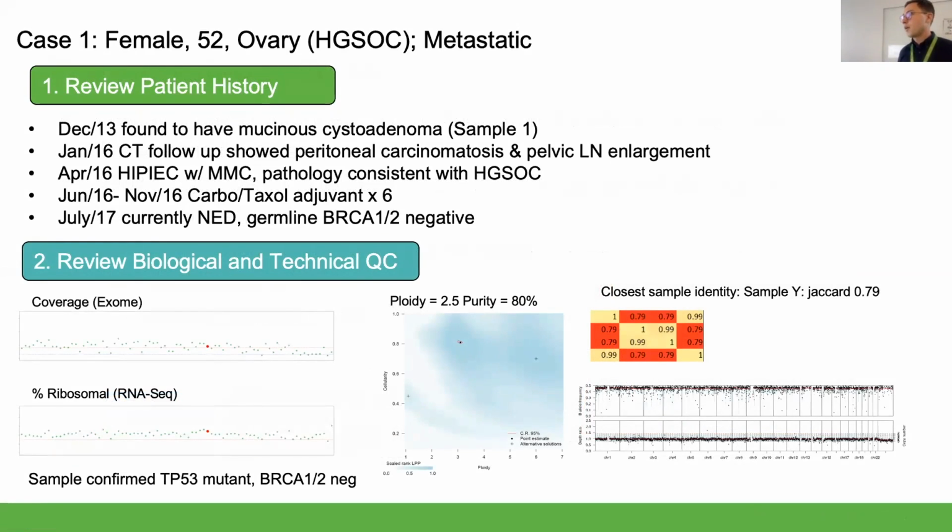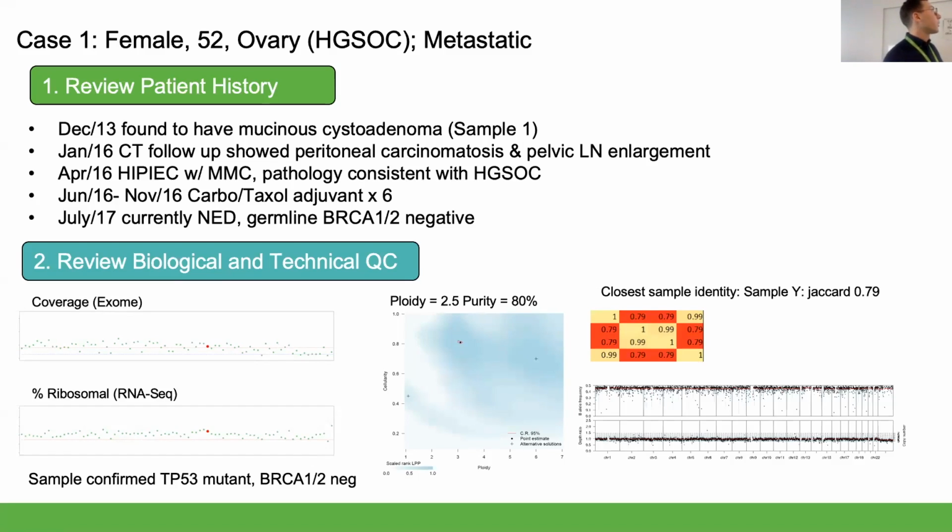So this is a female case, 52 years old with ovarian cancer. And the first step that we would do is review the patient's history. Here we look at important information like clinical history, cancer type, and previous treatment, as this would all help us orient our scope for interpretation.